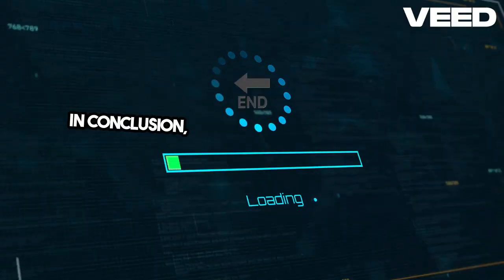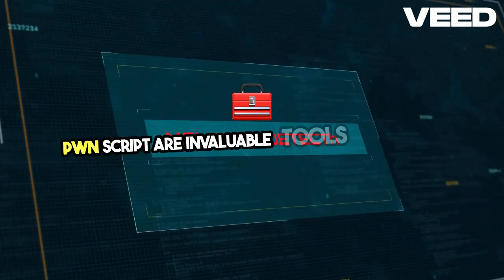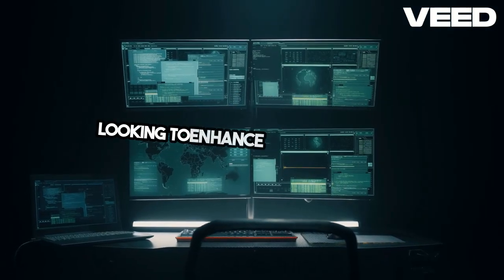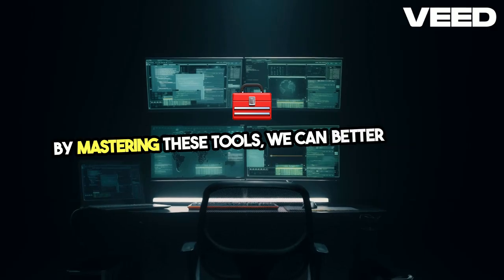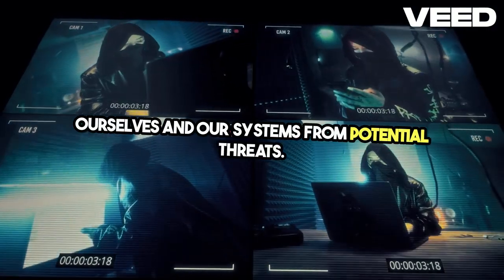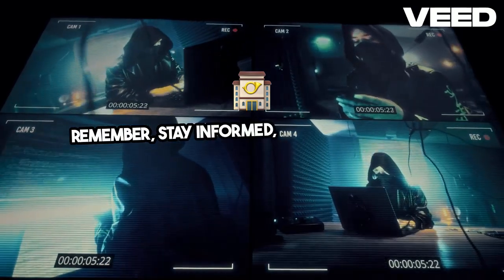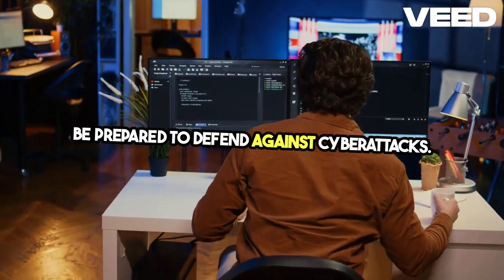In conclusion, the LazyOwn Framework and LazyPwn Script are invaluable tools for pentesters looking to enhance their capabilities. By mastering these tools, we can better protect ourselves and our systems from potential threats. Remember, stay informed, stay proactive, and always be prepared to defend against cyber attacks.